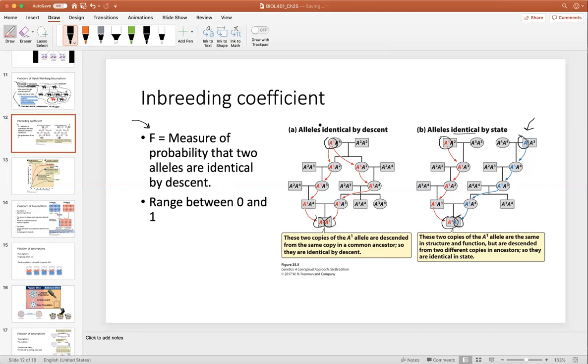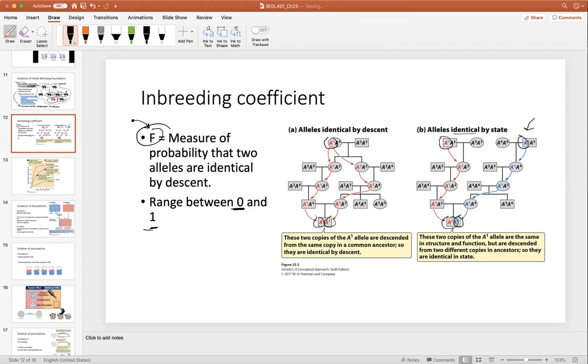So inbreeding coefficients, or F is what the statistic is, they can range between 0 and 1. 0 means there's no inbreeding whatsoever going on in that population. The alleles in that population do not arise from any intermingling of familial folks, okay? 1 means complete inbreeding, all right?